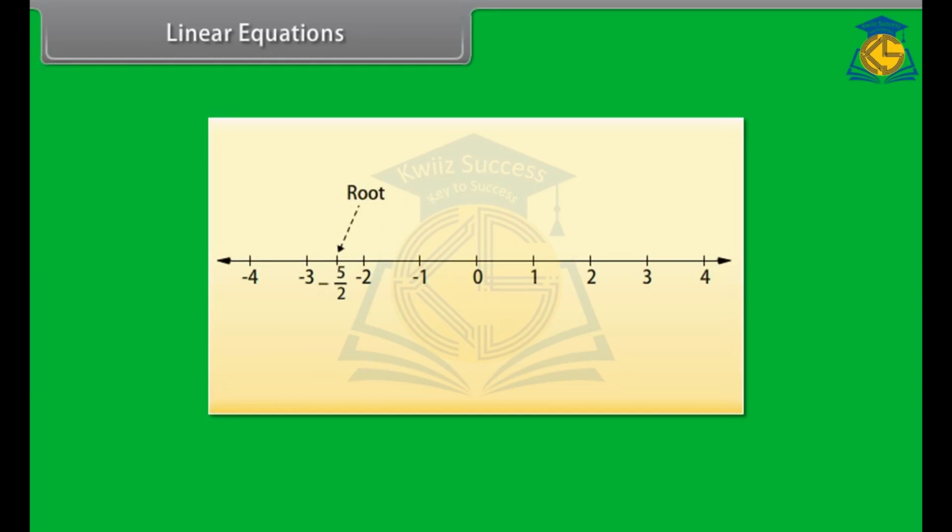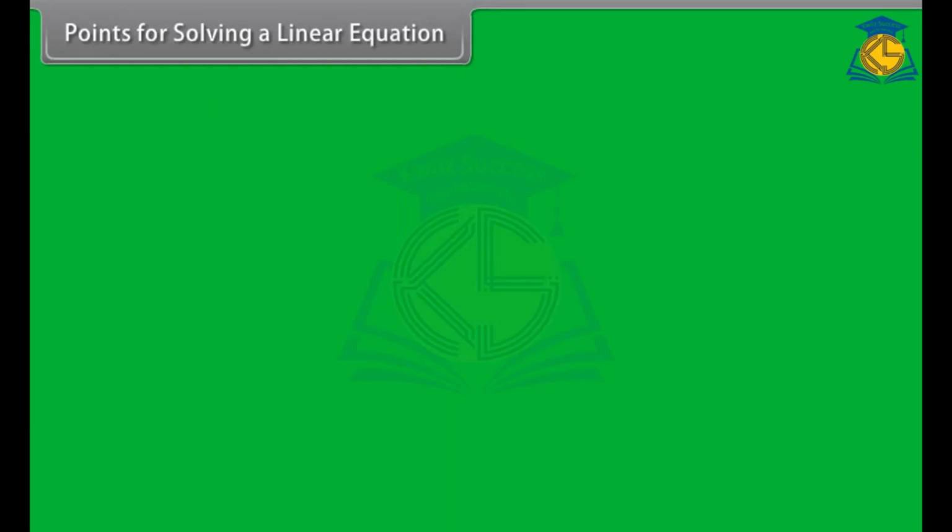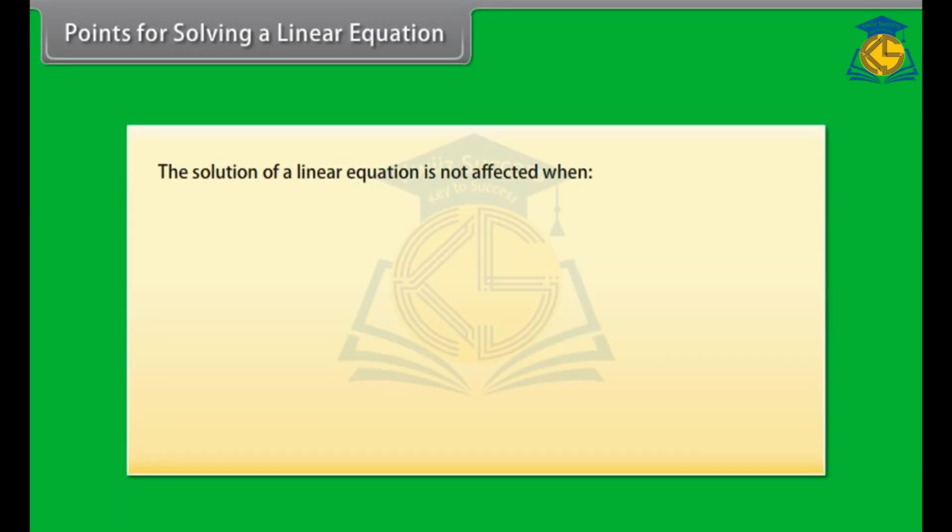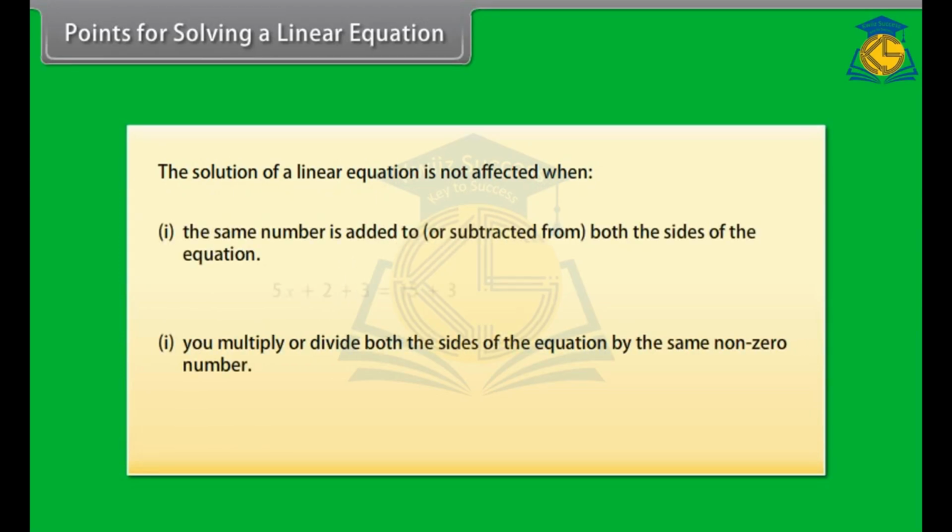Let's see where it is represented on the number line. Here it is. Points for solving a linear equation. While solving an equation, you must always keep these points in mind. The solution of a linear equation is not affected when the same number is added to or subtracted from both the sides of the equation. You multiply or divide both the sides of the equation by the same non-zero number.